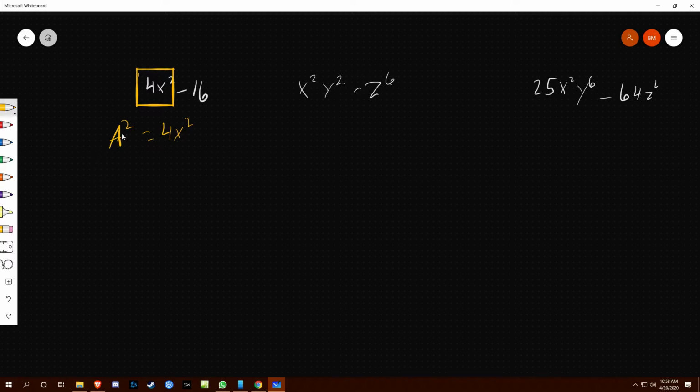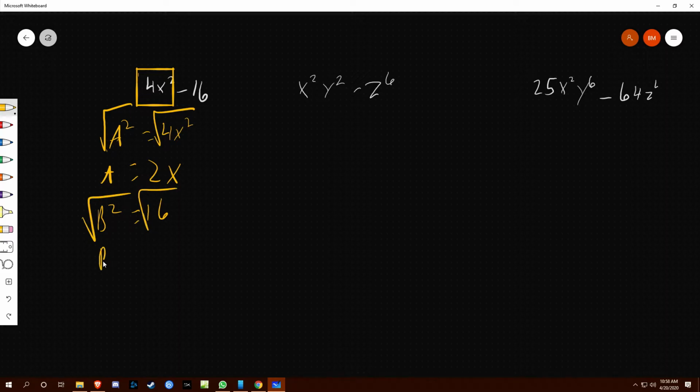I again have to take the square root of it. So I take the square root of the first piece, square root of the second piece. So a is going to equal, the square root of 4 is 2. The square root of x squared is x. So a equals 2x. I'm going to take 16, which is my b squared, and I'm going to go ahead and square root that. b equals 4. So I have an a and a b. I can plug right into the formula.